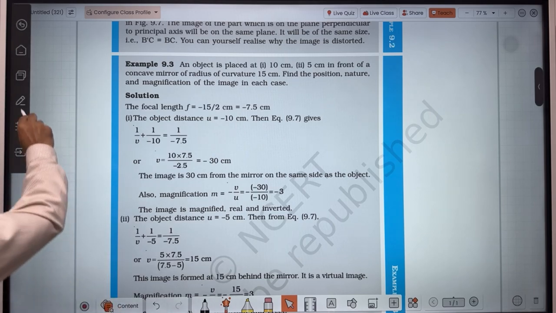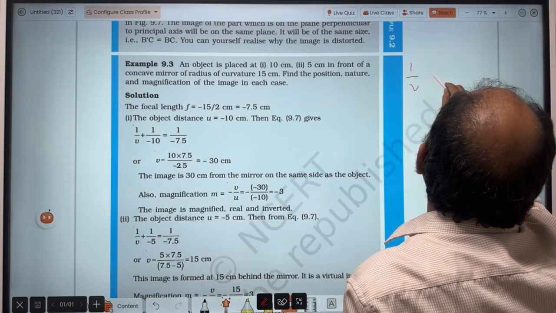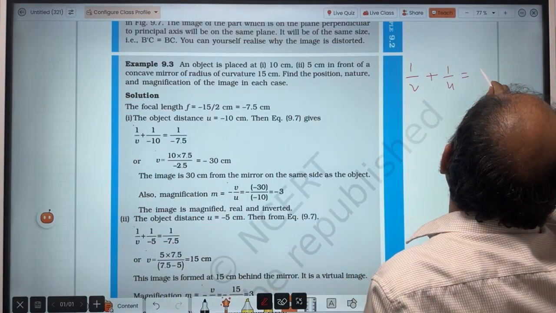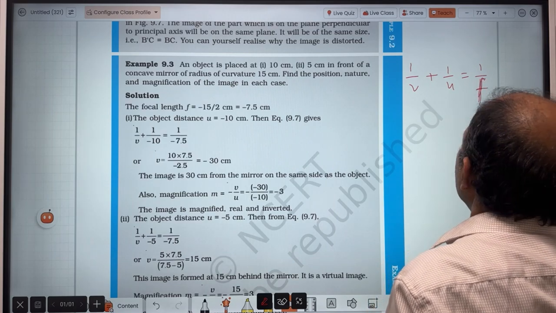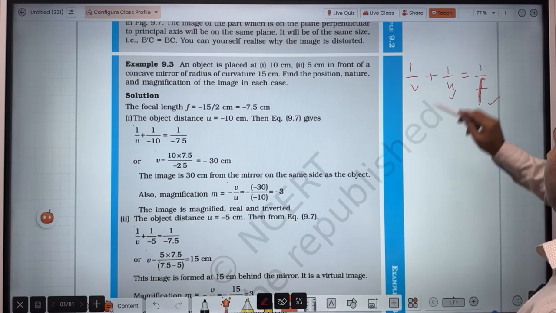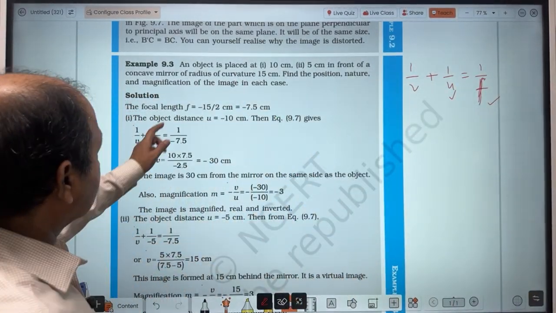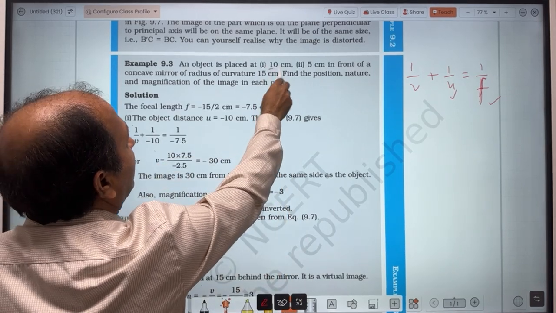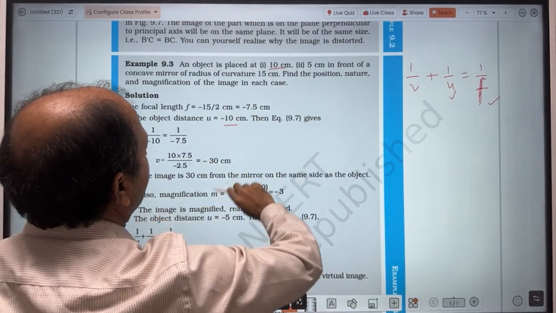So you remember very well how to evaluate. So here values are given. You have formula 1 upon V plus 1 upon U equal to 1 upon F. But keep in mind, if you are considering a concave mirror, then F will be negative, U will be negative, V depends. So here in this question, object is placed at 10 centimeter. It means U will be negative, minus 10.